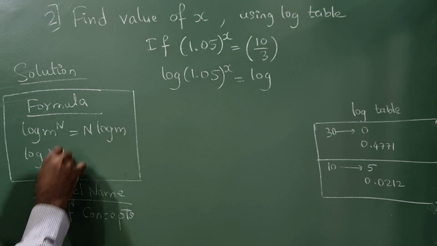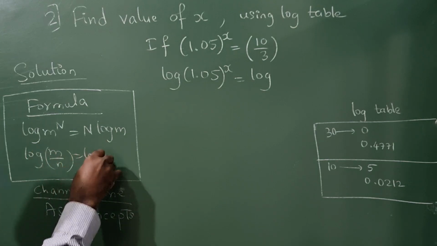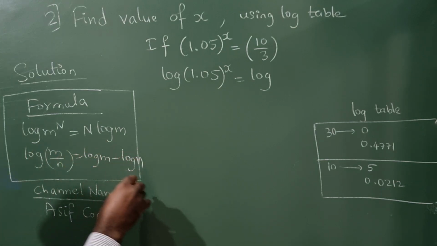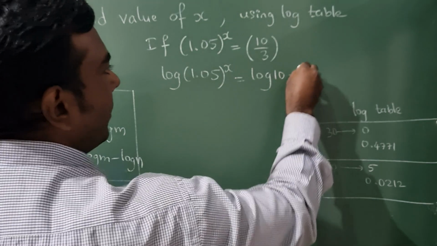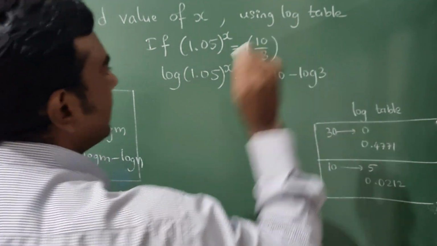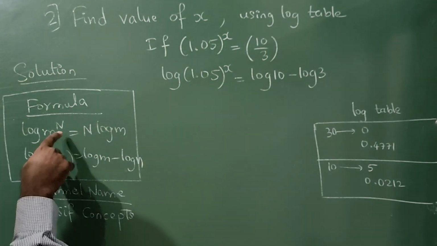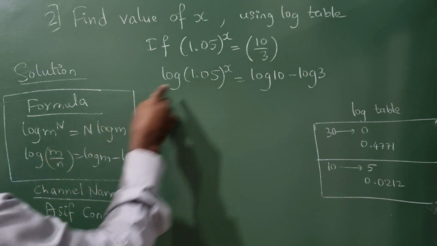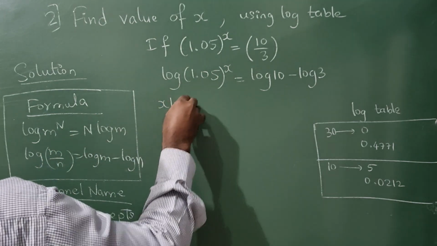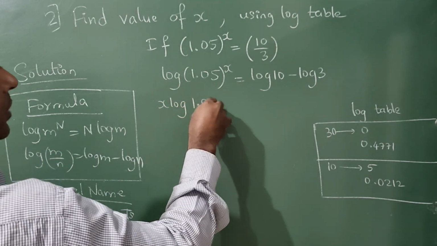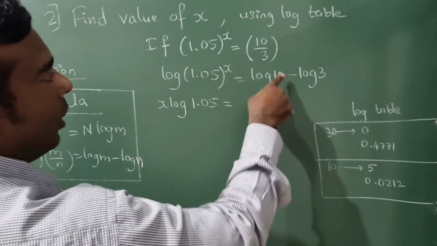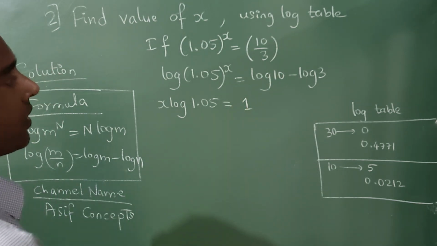Log m by n means log m minus log n. So here I am going to write log 10 minus log 3. Now this is of this formula m raised to n, so I am going to write x log of 1.05. Always remember log 10 means it is 1 minus.